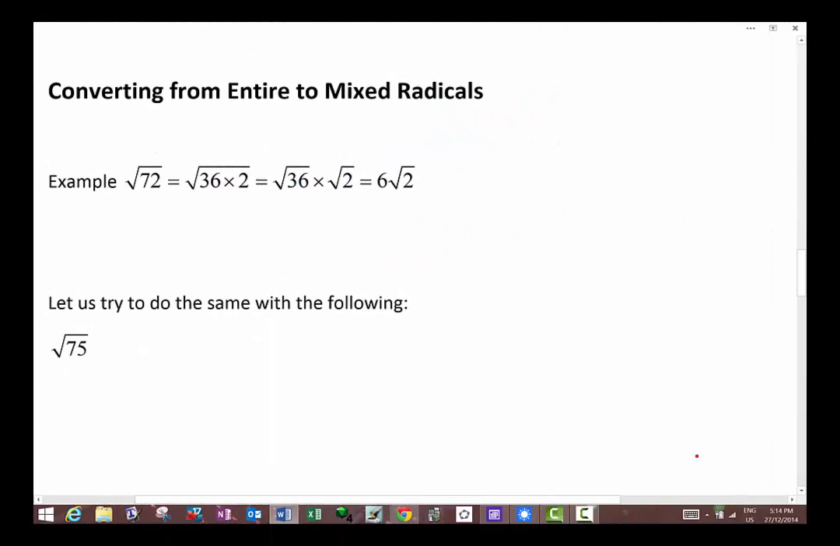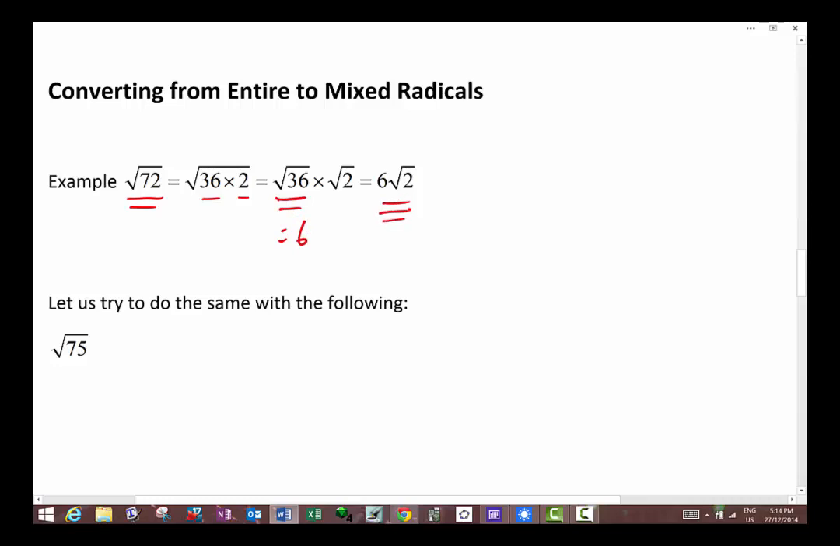Okay, converting from entire to mixed radicals is actually a little bit harder, but the method is still broadly the same. So let's have a look at this example. The square root of 72. Well, it turns out that 72 is 36 times 2. It's a lot of other things. It's 24 times 3 and various other things. But the special thing about being 36 times 2 is that the square root of 36, we know, is just equal to 6. So we're left with 6 root 2.